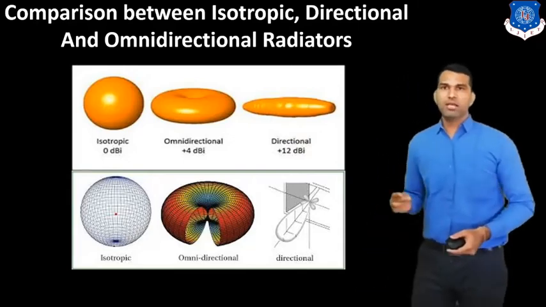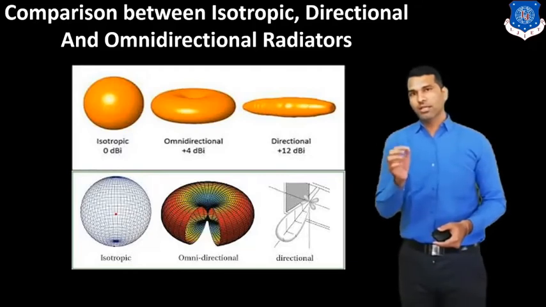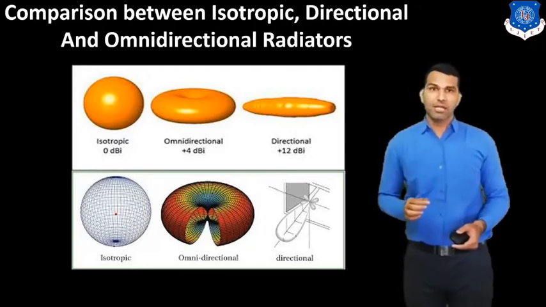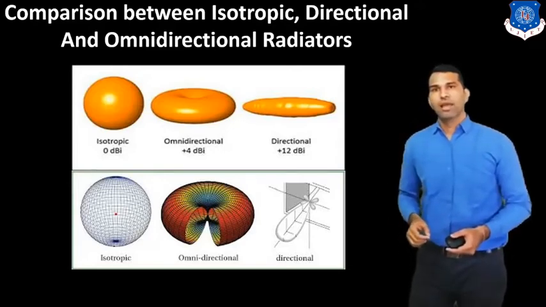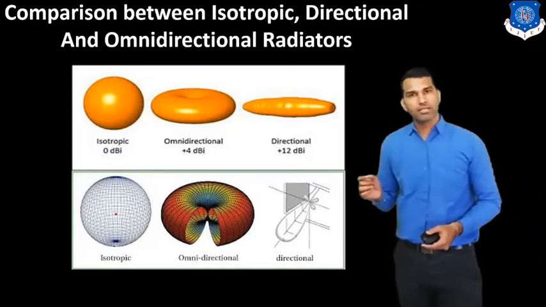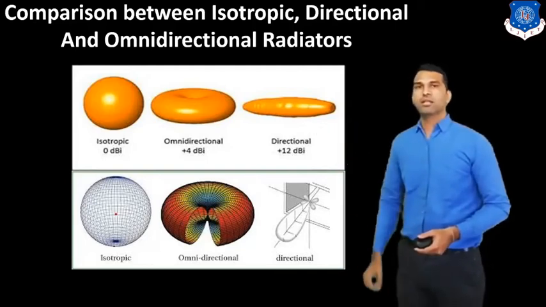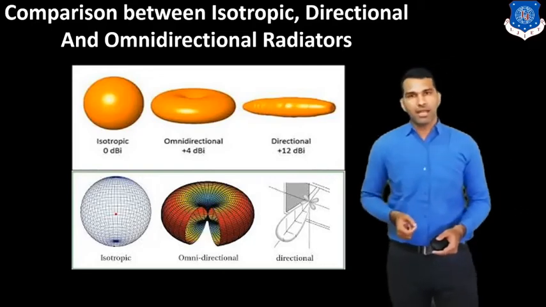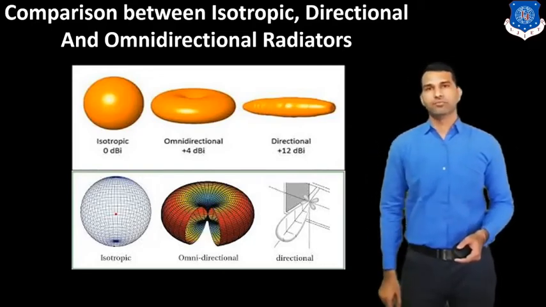Second is the omnidirectional radiation. Here you can see it does not radiate an equal amount of energy in all directions, as in this figure. And the last one is the directional antenna, which radiates its energy in one particular direction. So this is the comparison between the isotropic antenna, omnidirectional antenna and directional antenna.